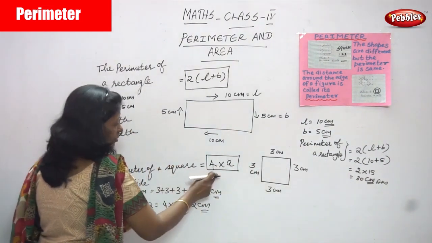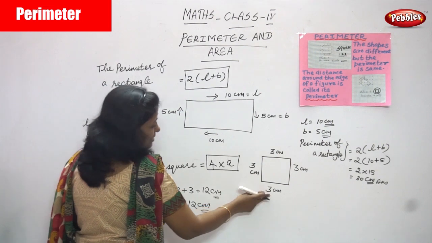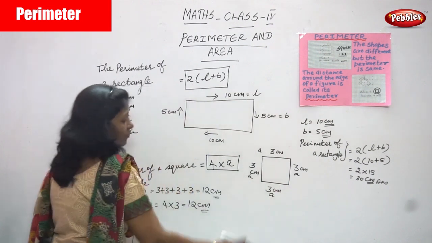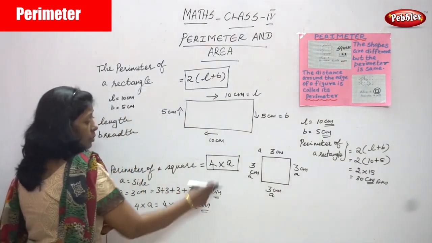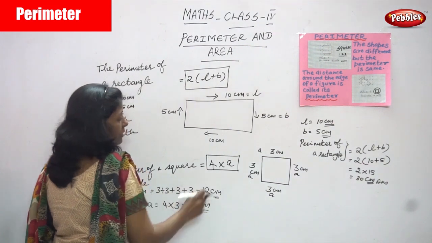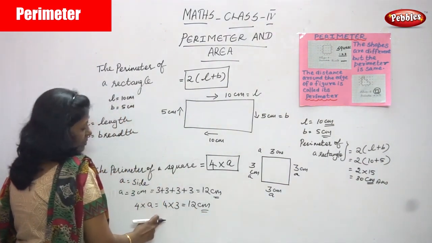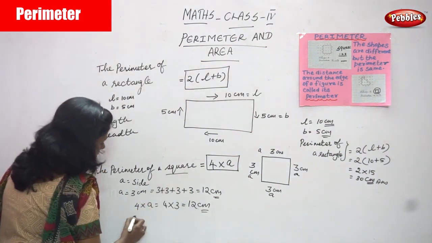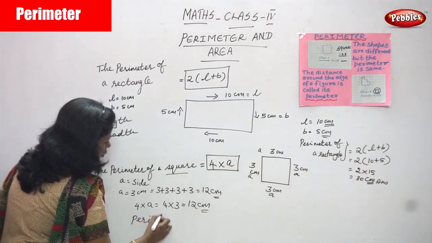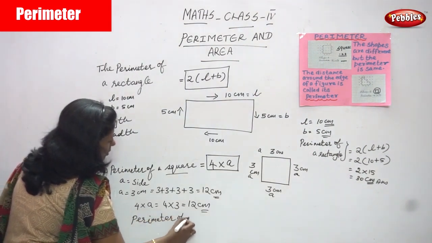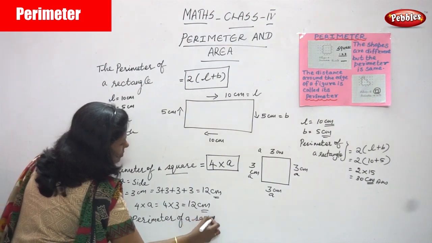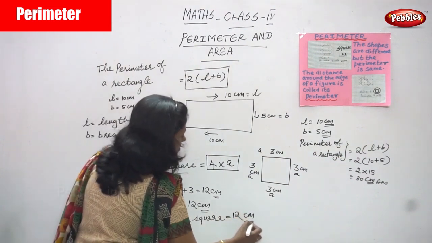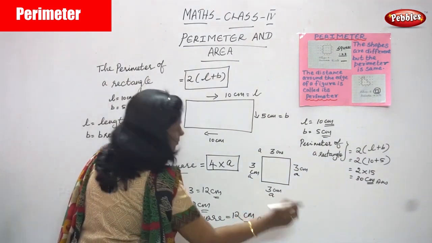Even you can add all the sides, otherwise you have to use the formula. Take only one side. This is A, and this is A, and this is A, and this also A. So the value of A is equal to 3 centimeter. You take only one side value and multiply by 4. Then you get the answer: 4 into 3, that means 12 centimeter. So the perimeter of a square is 12 centimeter. That's all.